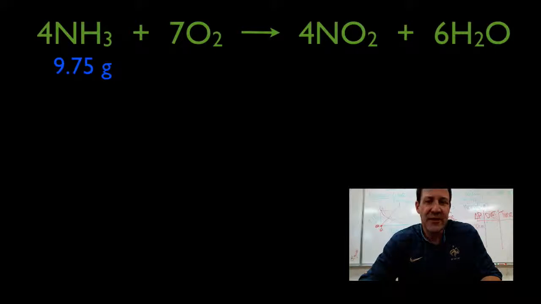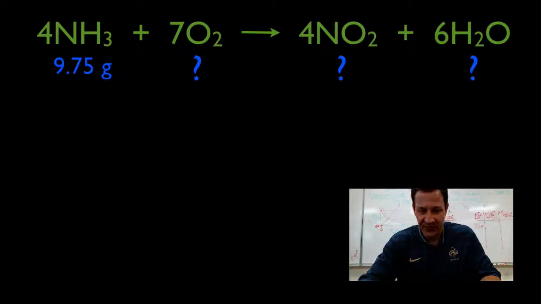So you can see in this equation, we've been given that we have 9.75 grams of NH3, and we want to know how many grams of oxygen do we need to react all of that, and therefore how many grams of NO2 are we going to produce, and how many grams of H2O are we going to produce. Okay? Now, there are 3 simple steps that you need to follow, and if you can follow these steps, you can do this stoichiometry problem and just about every other one.